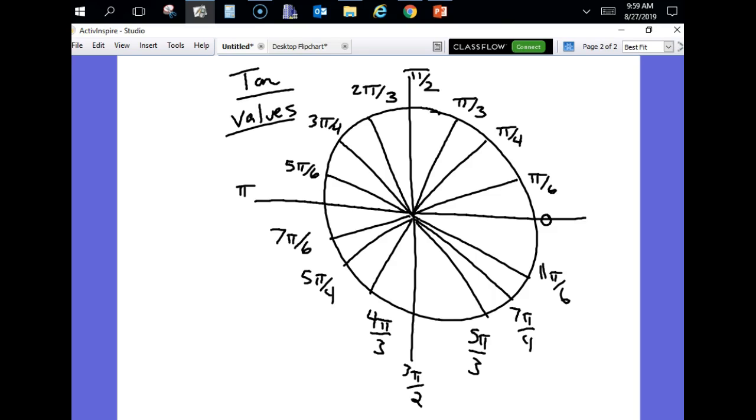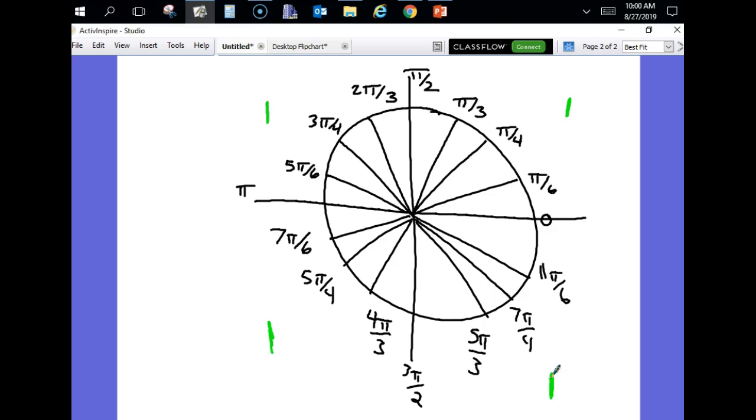So tangent is y divided by x, right? We talked about that yesterday, but trying to figure that out in the middle of a problem is a little bit complicated. So let's see what they are. First of all, for all the pi over 4s, it's always 1, but some of them are negative. So this tangent value is 1. This tangent value is 1. This tangent value is 1. So is this one. But some of them are negative.